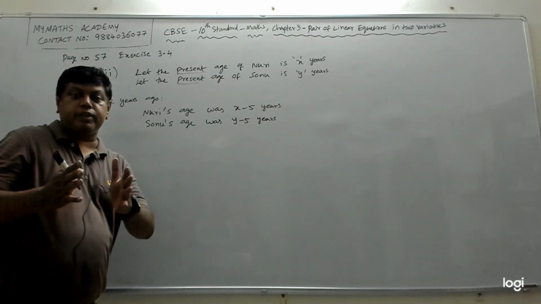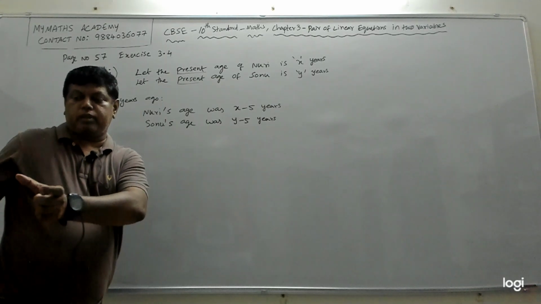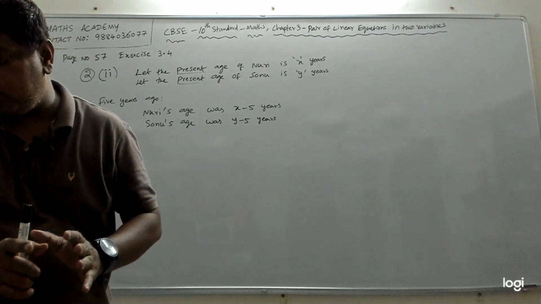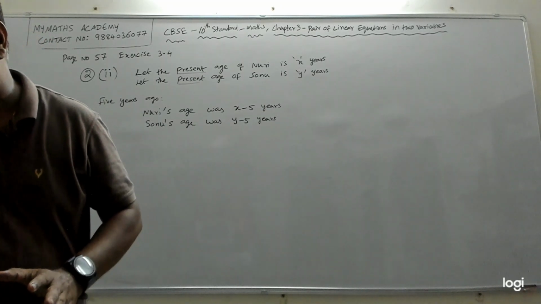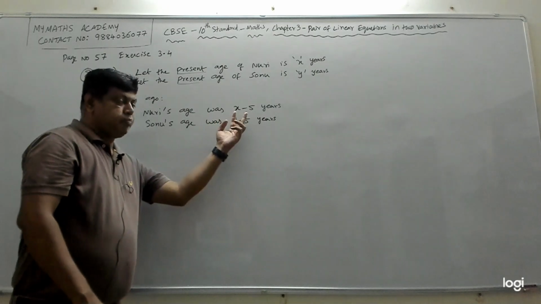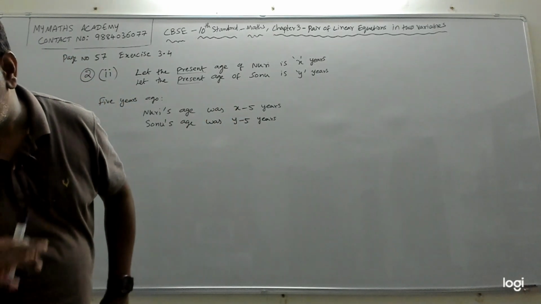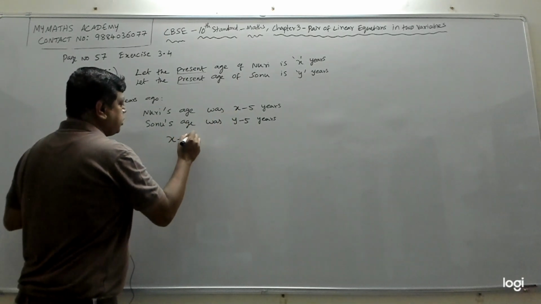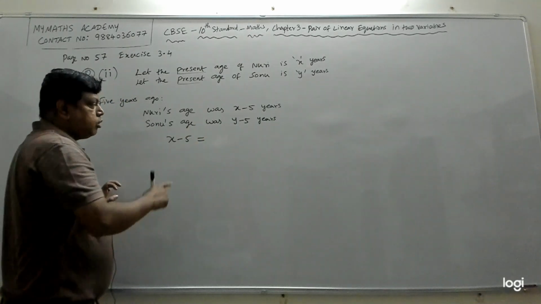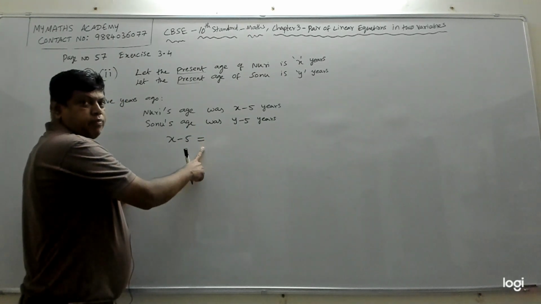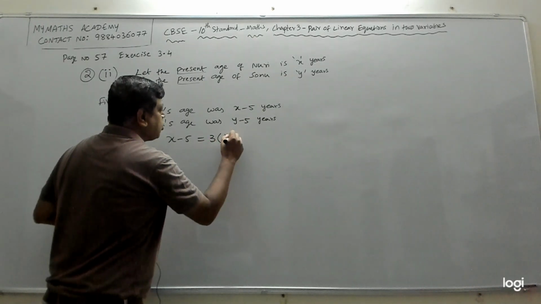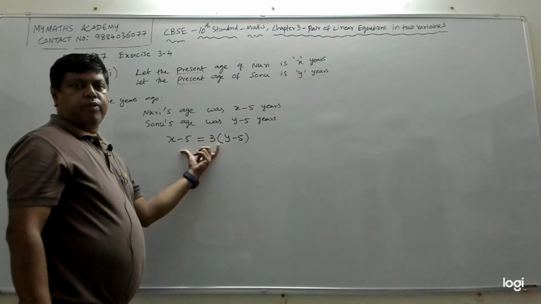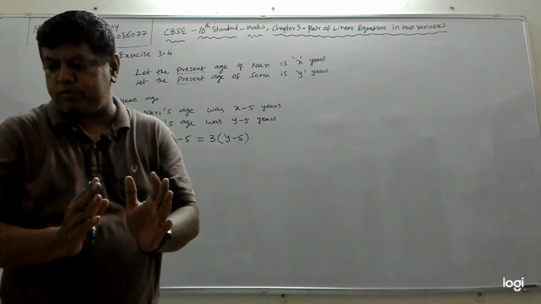Now we should come back and read the statement that follows 5 years ago. 5 years ago, Noori was thrice as old as Sonu. Which means Noori's age, x minus 5, is equal to thrice Sonu's age, which was y minus 5. So this is the equation for the first statement, which is from 5 years ago.